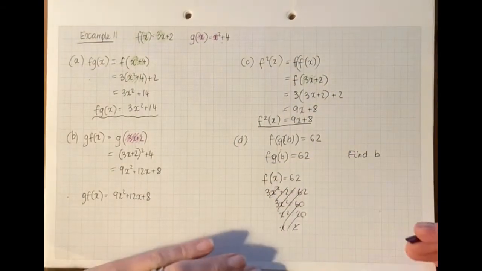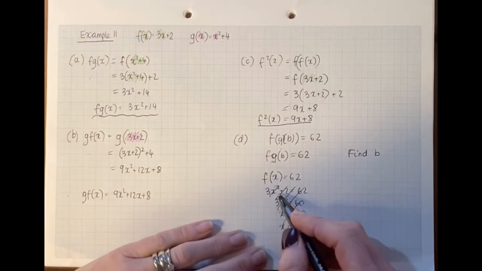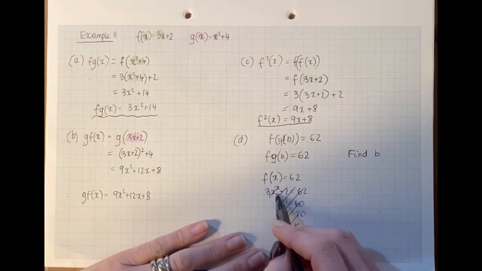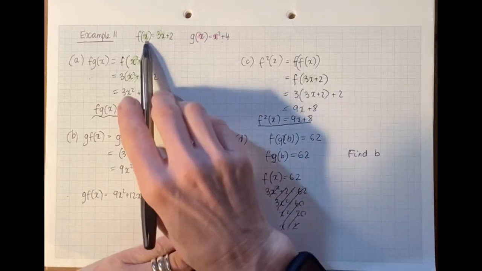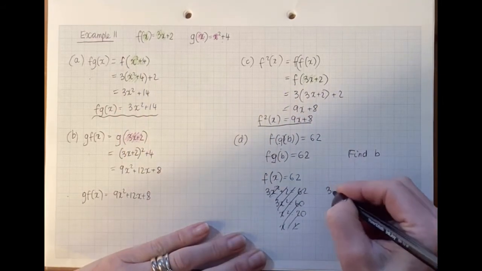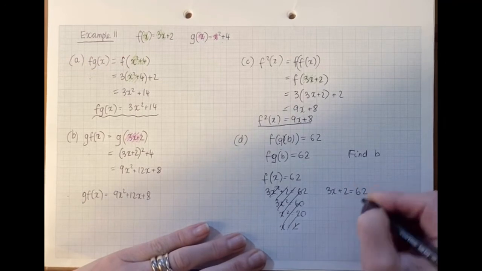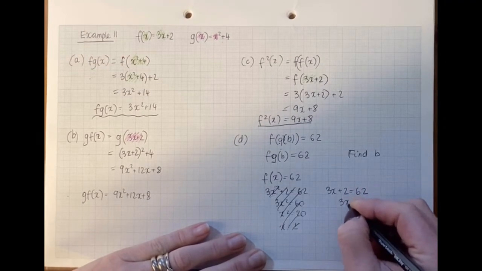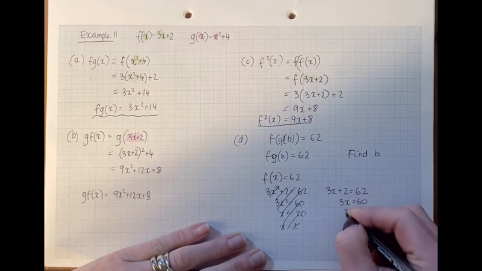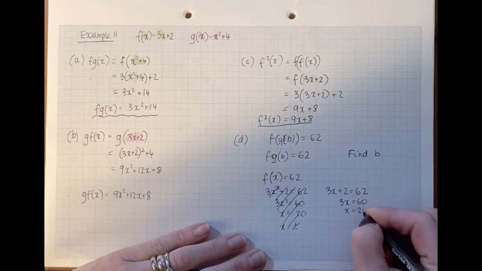I had to pause the video. I realized that I've invented a new function here. f of x is not 3x squared plus 2. f of x is 3x plus 2. So we need to make it equal to 62, and find for what value of x it happens. That happens for x equals 20.